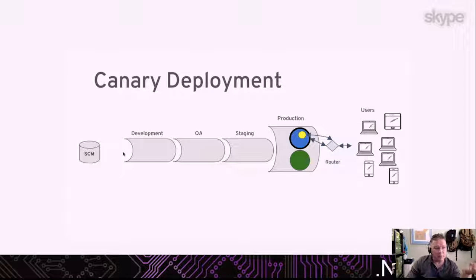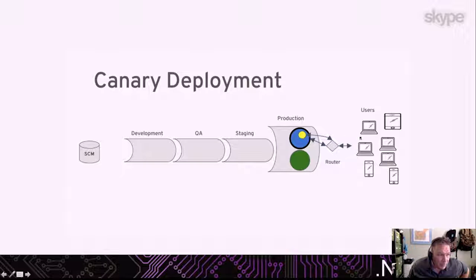Now, the reason I'm making the yellow dot bigger is not necessarily to represent the application scaling up, although it probably would as you add more traffic to it. It's to represent more people using it. Okay, it's not a performance thing; it's a number of people.